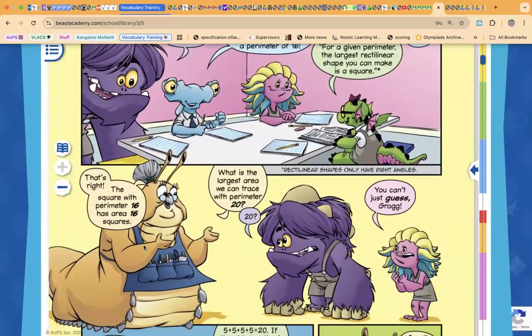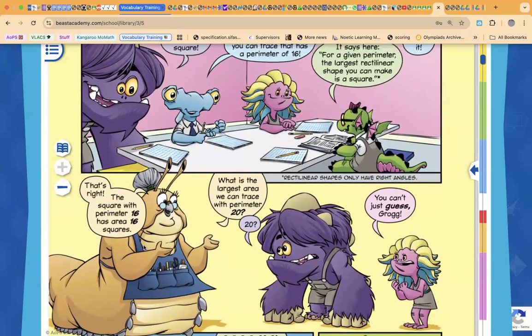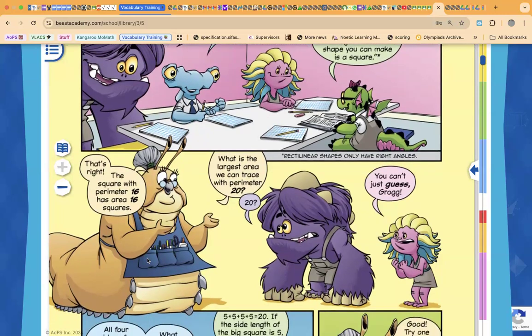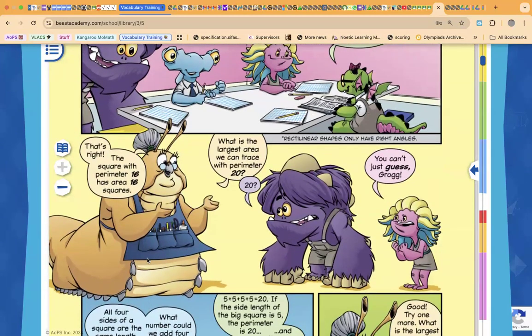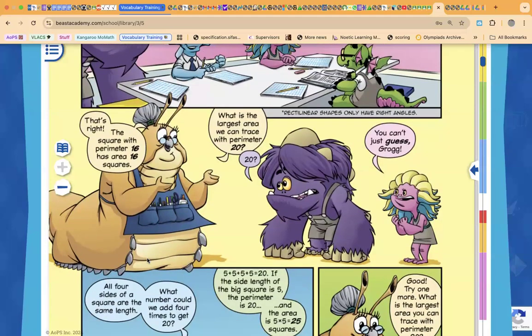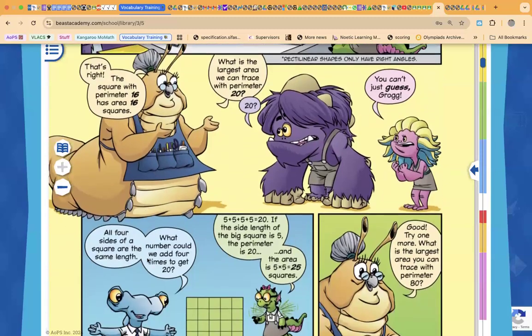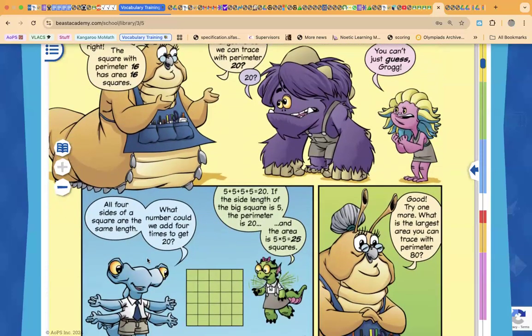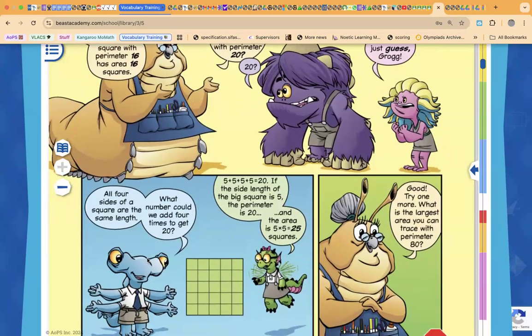Okay, go ahead. We'll finish with this. That's right. The square with perimeter 16 has area 16 squares. What is the largest area we can trace with perimeter 20? You can't just guess. Keep going.